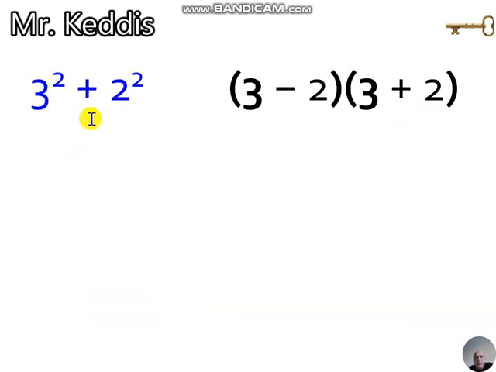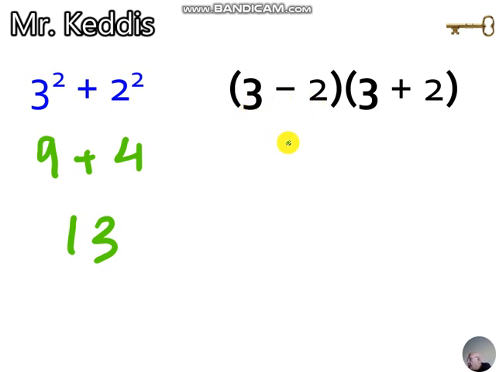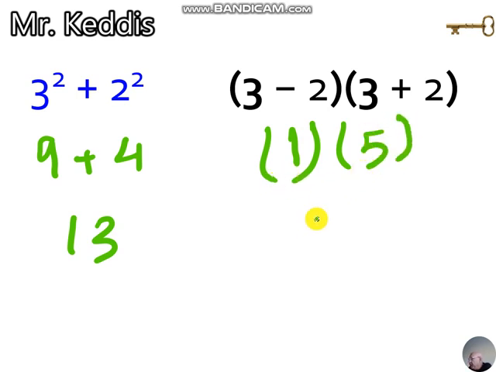To find the sum of two squares, 3 squared I get 9, 2 squared I get 4, 9 plus 4 I get 13. 3 minus 2 here I get 1, 3 plus 2 you get 5, 1 times 5 is 5. 13 is not equivalent to 5, meaning these are not equivalent. You cannot factor the sum of two squares, but you can factor the difference. When the sign here is negative, you can factor the difference between two squares.